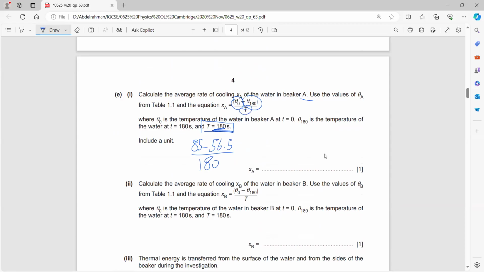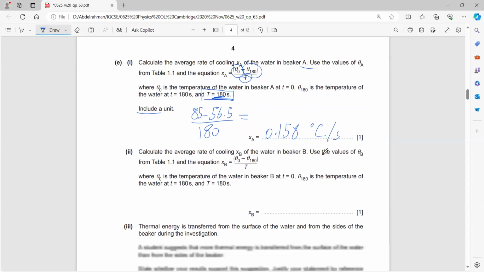He said that T is 180. Can someone calculate it and include the unit? Any help? 0.158. What is the unit? Degrees per second. Degrees Celsius per second.